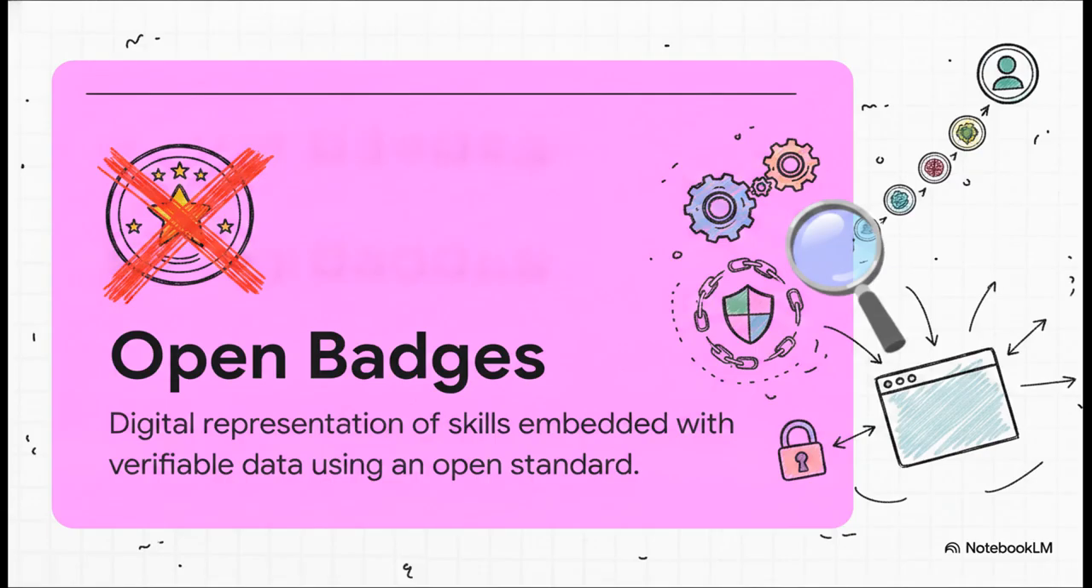They're visual symbols packed with verifiable metadata. This means the image file itself actually contains the evidence of the skill, who issued it, and the criteria required to earn it. Because they follow an open standard, earners can take them anywhere, combining badges from multiple places into one unified, portable profile of their capabilities.